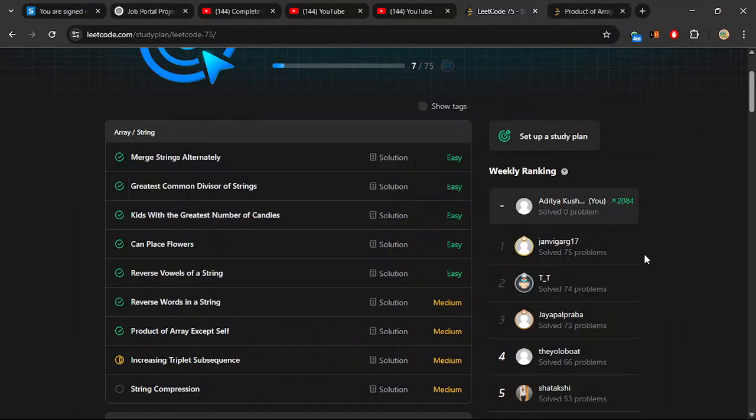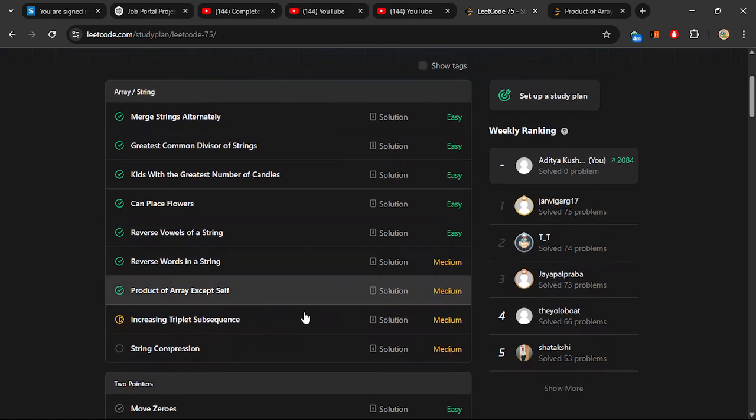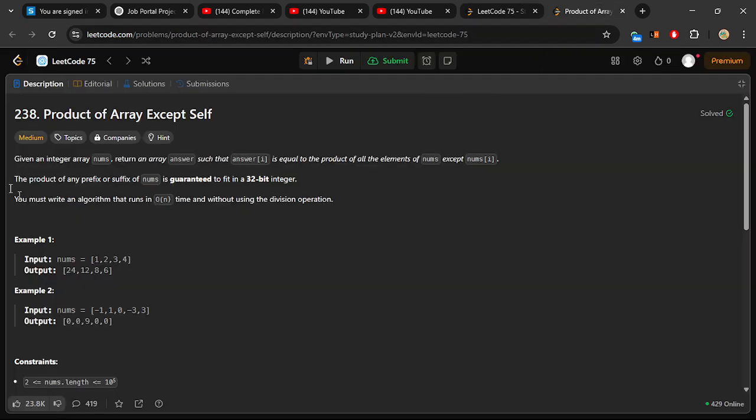So hello everyone. Today we are going to solve the next problem, which is product of array except self. This is problem number 238, product of array except self. Given an integer array nums, return an array answer such that answer[i] is equal to the product of all the elements of nums except nums[i].